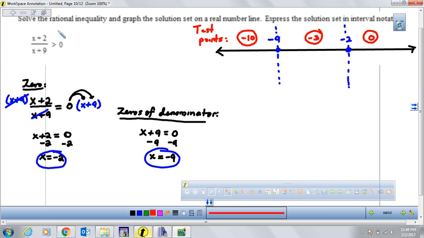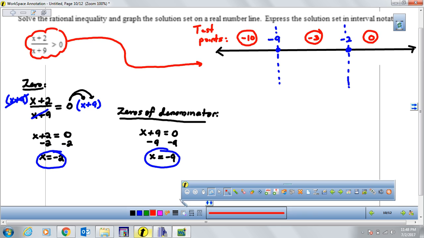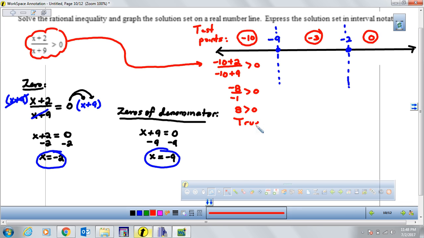Okay. We need to replace them back into the original inequality. So we have to go back to this one and replace them in there and see which intervals make that inequality true. So x, which is -10 plus 2, over x, which is -10 plus 9, is greater than 0. So -10 plus 2 is going to be -8, divided by -10 plus 9 is -1. -8 divided by -1 is 8. Question is that greater than 0? That is going to be a true statement.